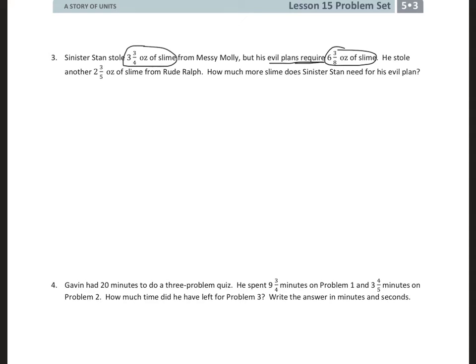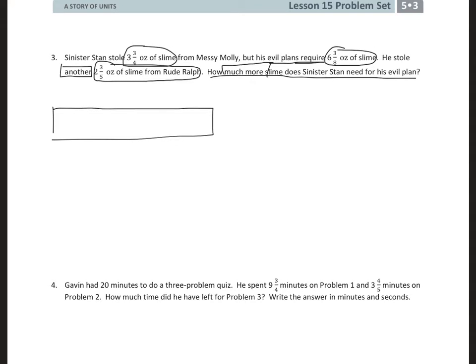He stole another, okay, so another is a kind of a key word that we should box in, 2 3/5 ounces of slime from Rude Ralph. They want to know how much more slime does Sinister Stan need for his evil plan. So how much more is kind of going to give us a clue that we might be doing some subtraction. Now, we really need to model this out to figure out what we need to do. So we're going to start with the tape diagram.